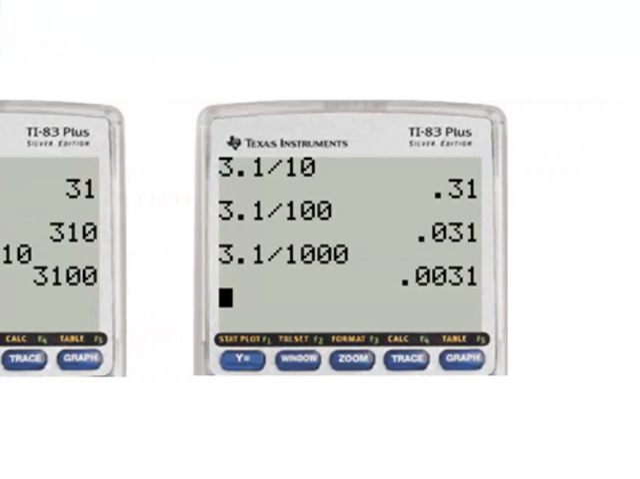If we divide by 10, 3.1 divided by 10 is 0.31. 3.1 divided by 100 is 0.031. 3.1 divided by 1,000 is 0.0031. So when we are dividing by a power of 10, we move the decimal place to the left. Now, dividing by powers of 10 is the same thing as multiplying by powers of 10 raised to the negative power. And we'll see that in some examples.